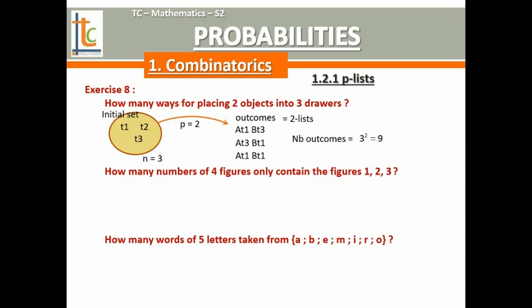Next question, how many numbers of 4 figures only contain the figures 1, 2, 3? So, for example, 1213. If you want to build such numbers, you have to take 4 figures in a set that contains 3 figures. Each time you can choose only 1, 2, or 3. So your available elements are 1, 2, 3. You want to take 4 of them, and so you can see that you will have at least one repetition.